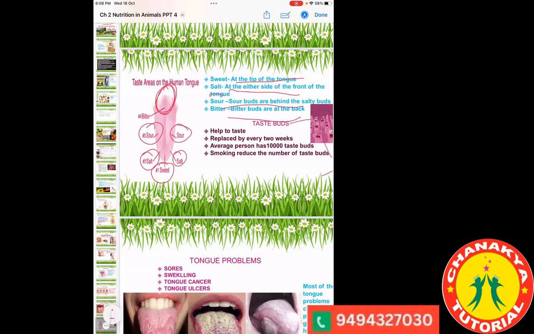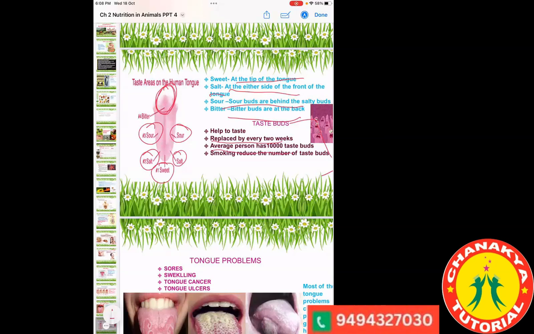So what is the function of the taste buds? They help us taste. They are replaced every 2 weeks. After every 2 weeks, these taste buds keep on changing, keep on being replaced. That is the reason we are able to find the taste again and again. If we had the same taste buds, we would not feel any kind of taste after some weeks. So our body removes the old taste buds and replaces them with new taste buds, so that whatever we eat, we can taste it again.